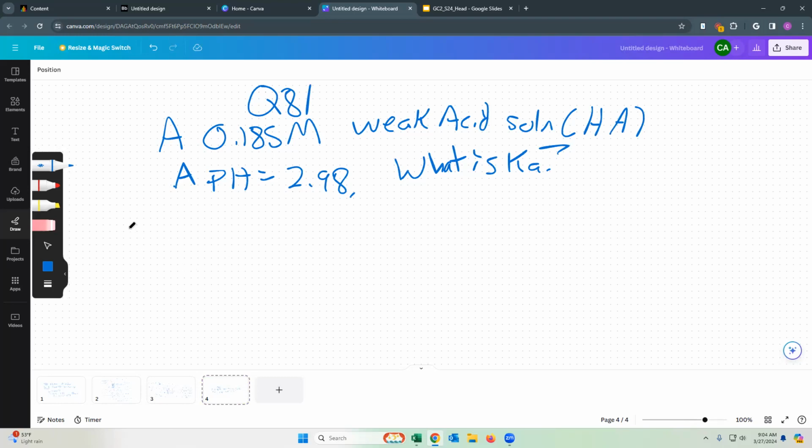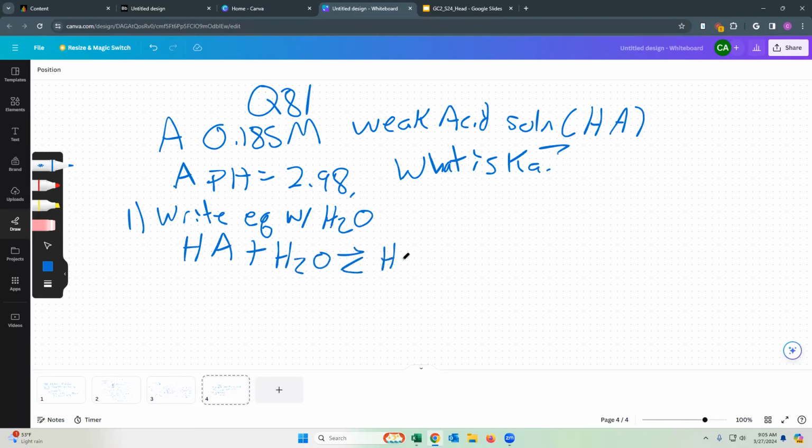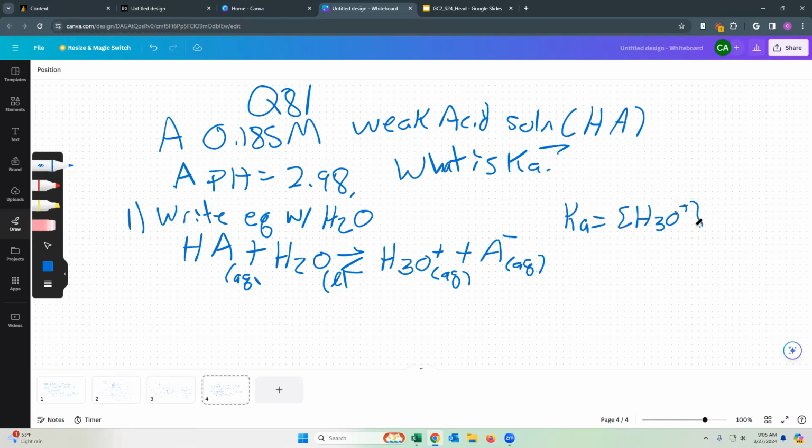But let's start with one, write the equation with water. That's what you always want to do to start up your acid problems. So we have HA plus H2O makes H3O plus A minus. Then let's give our state symbols, aq. You can always assume this, by the way, for this chapter. Everything's going to be aq except water is the liquid. Ka is products over reactants, so H3O plus multiplied by A minus, all divided by HA. So we are trying to figure out what is the value of this.